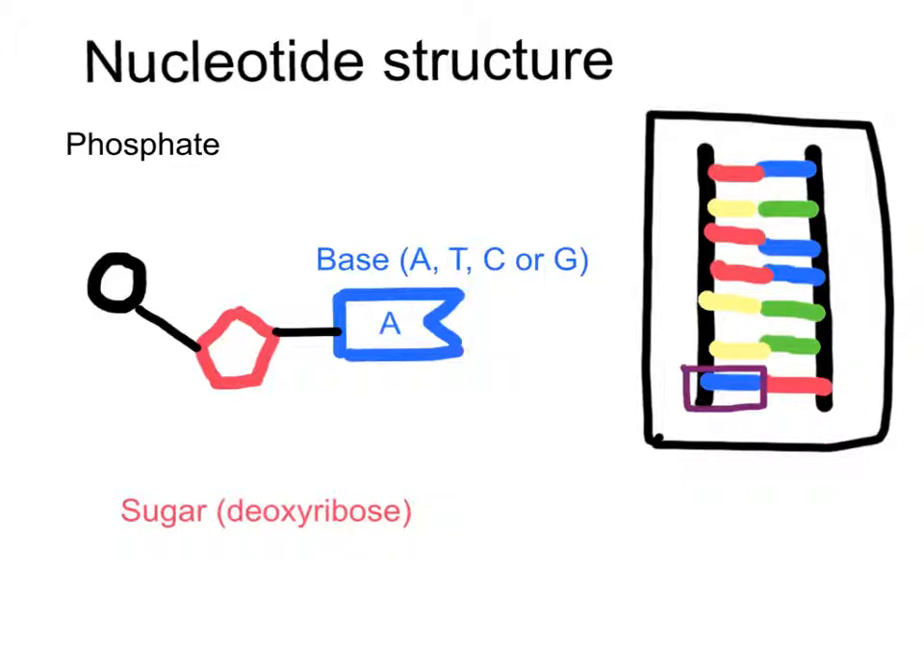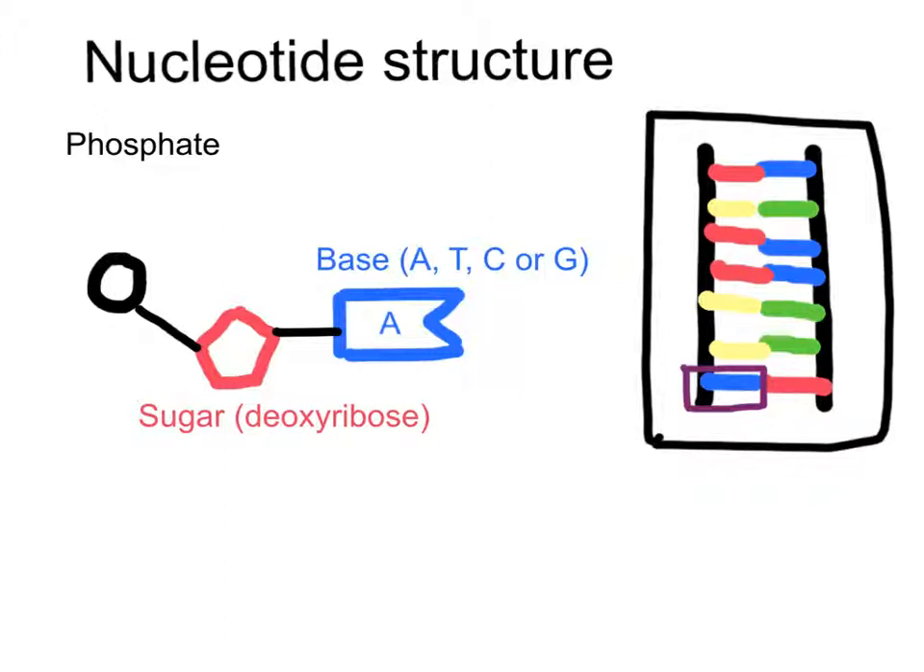And if I just move that name up a bit closer, this is the sugar part of the DNA, and this is actually where the name for DNA comes from. So this particular sugar is called deoxyribose, and this gives DNA its name. So deoxyribonucleic acid, that's where we get the DNA from.